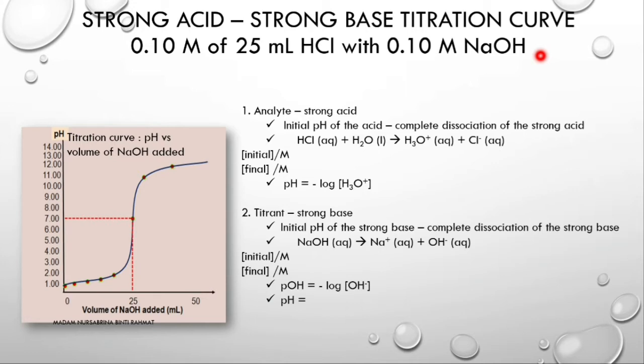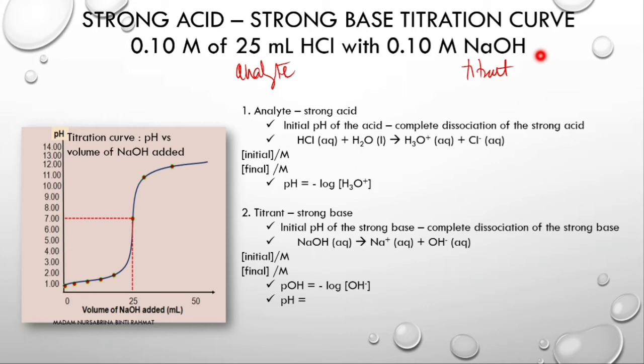Since the given volume is HCl, that means our HCl is my analyte, and NaOH is my titrant. So the starting pH will start from the acidic pH, which is less than 7, and it slowly increases until, when we have more NaOH in our conical flask, it goes to the basic region. So first point, you need to calculate the initial pH of the acid.